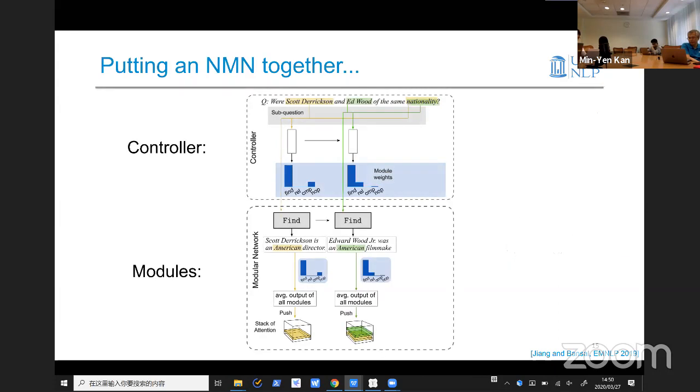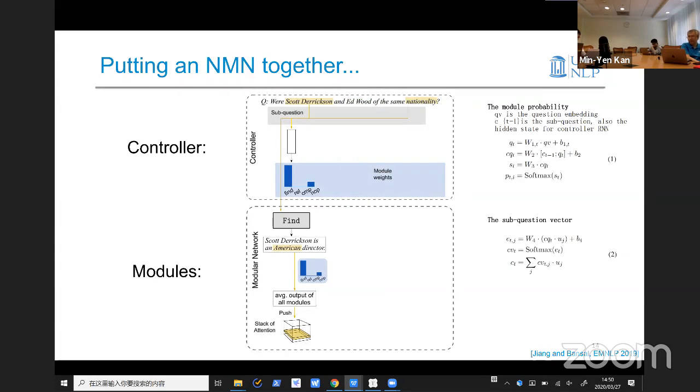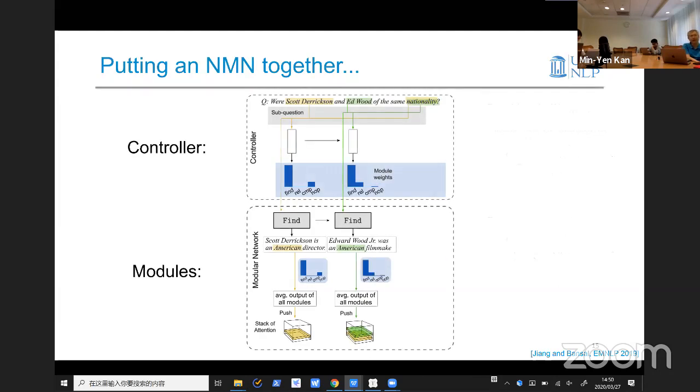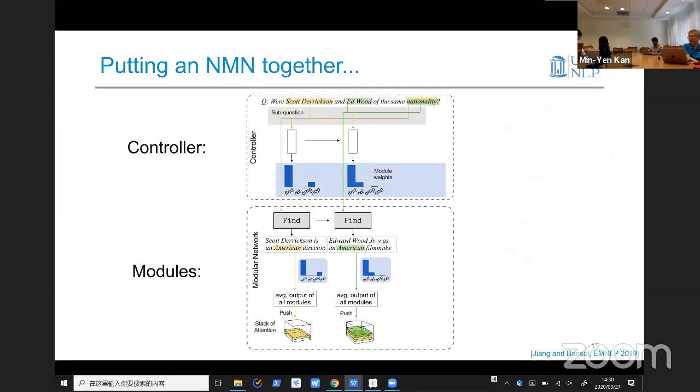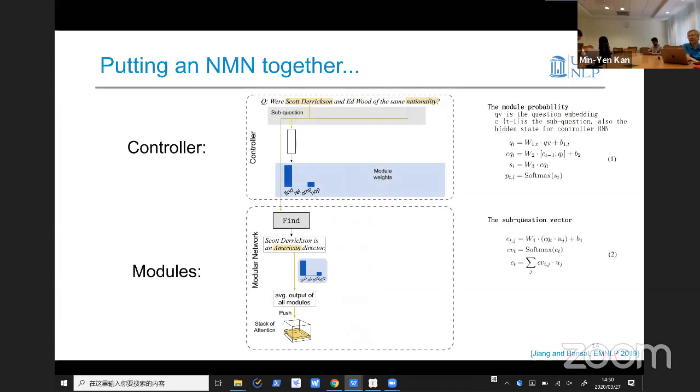Why do we use a stack? Because they will use this attention distribution as the input of the next module later. It's like reverse Polish notation calculation. Right, so you have two find operations, which give you the arguments for the compare operator. So you push all the arguments on the stack, and then the operator pops them off. Is it a similar idea to the OS stack?